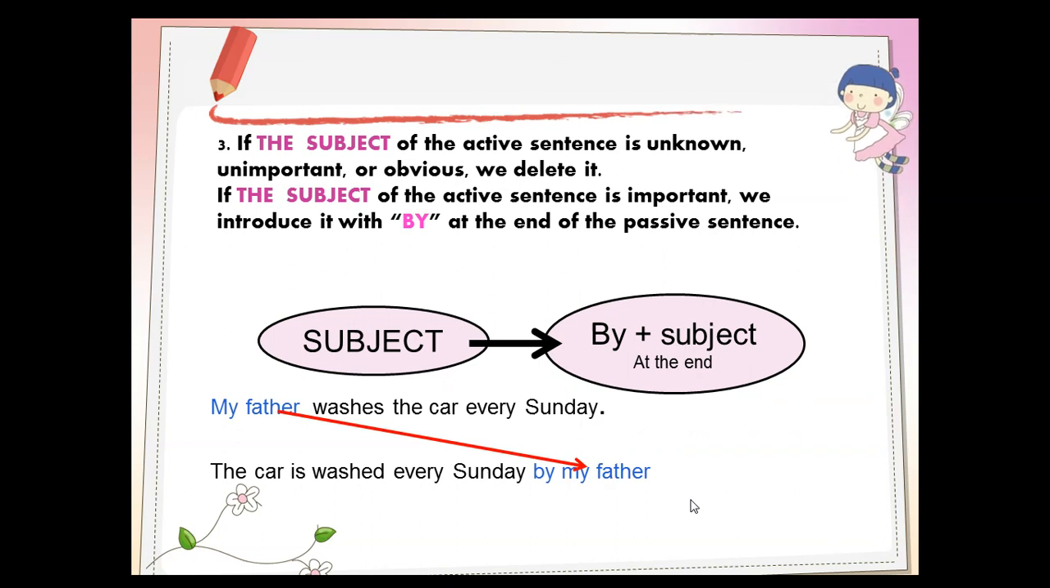If the subject of the active sentence is unknown, unimportant, or obvious, we delete it. But if the subject of the active sentence is important, we introduce it with by at the end of the passive sentence. Like in the example, my father washes the car, the car is washed every Sunday by my father. It comes at the end of the sentence.